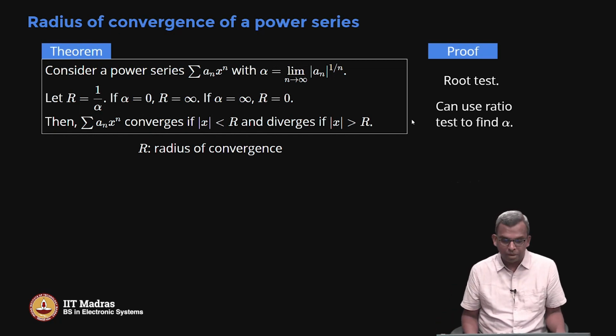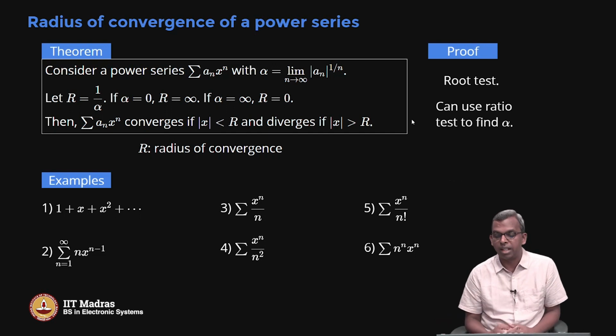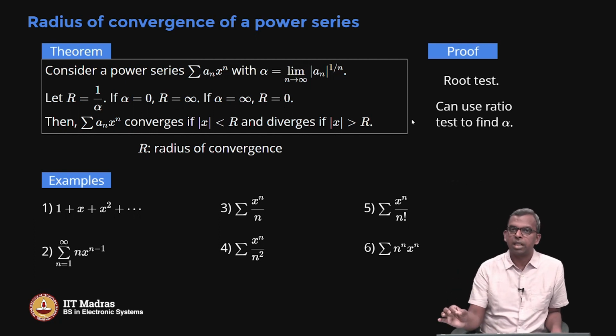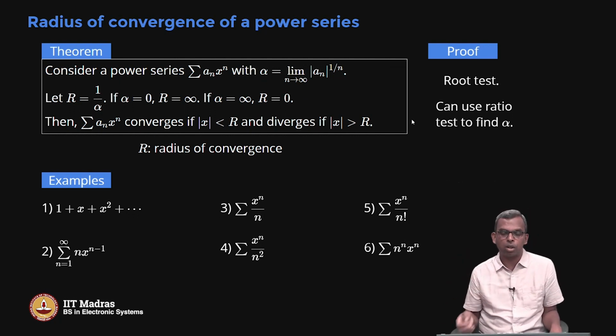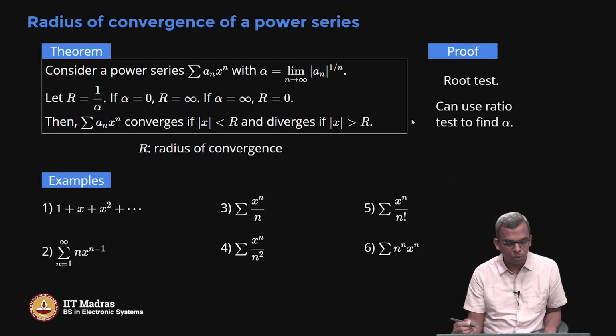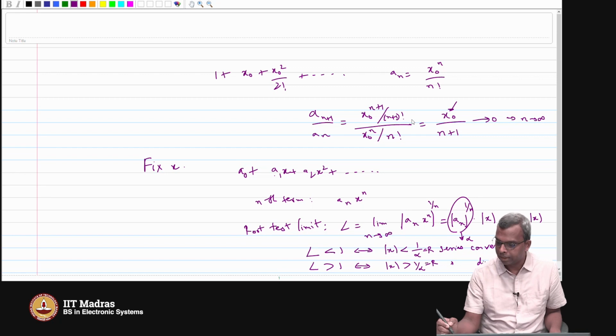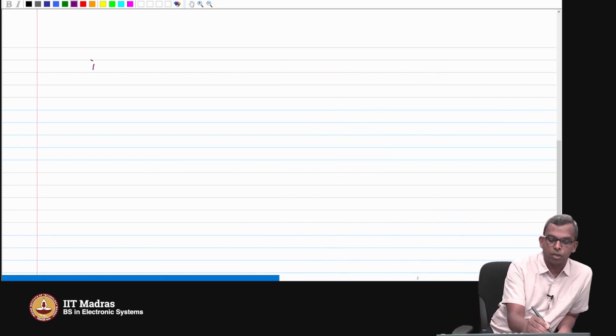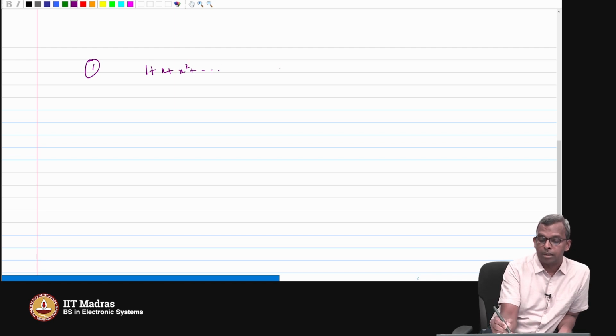One skill that you need to develop is, given a series, to find the radius of convergence. Here's a bunch of series I've shown. How do you find the radius of convergence? The first thing is to apply the ratio test and see if you can find alpha. You can do the root test if the ratio test doesn't work, or you can try the root test, but if it seems confusing, you go to the ratio test. The ratio test is always a very, very useful thing to do. Let's quickly do all these examples. The first example is geometric, 1 plus x plus x squared and so on, and the nth term is x power n.